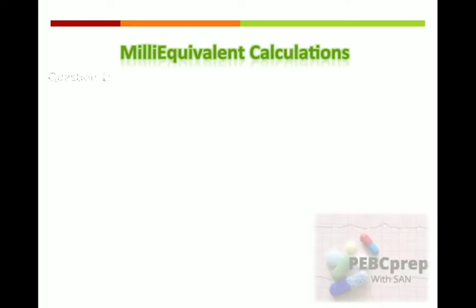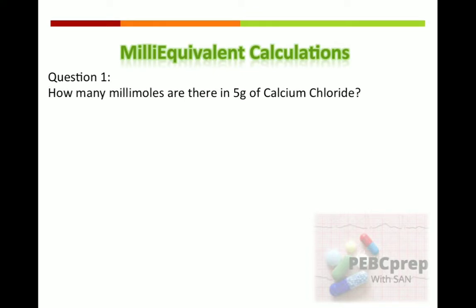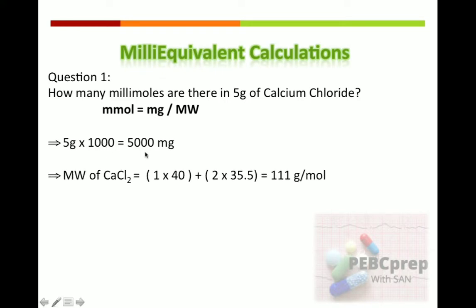Now next, we will see some sample questions. Question number 1. How many millimoles are there in 5 grams of calcium chloride? So we have the formula millimoles is equal to milligram over molecular weight. We know that 5 grams, when we convert it into milligram, we have to multiply by 1000, so 5000 milligrams. Now we will find the molecular weight of calcium chloride.